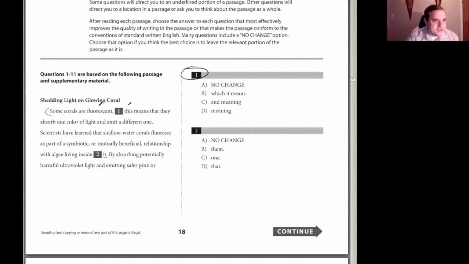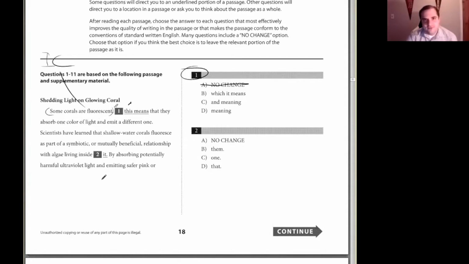So, some corals are fluorescent. Independent clause. This means that they will absorb one color of light and emit another, right? Well, that would be joining two independent clauses with a comma, right? We cannot join two independent clauses with a comma. You are dead to me.